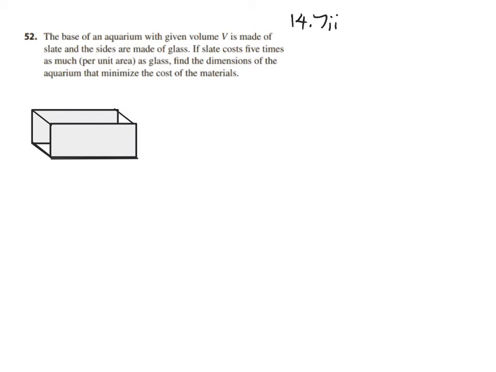Okay, so a lot in there. Let me just get the big picture. We're trying to minimize the cost. And our constraint here, do you see what it is? Our constraint is that the volume is fixed. So let me just call it V. It's a fixed given volume.